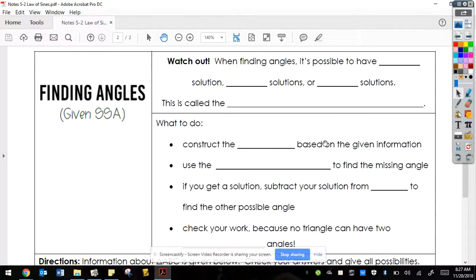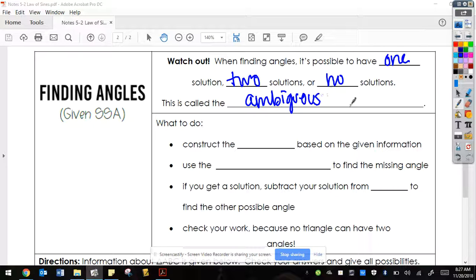We'll talk about the ambiguous case, okay? We have this thing called side-side angle, which is a bad word backwards, so it's helpful to remember that this is the ambiguous case. When you have side-side angle, sometimes it's possible to have one solution, two solutions, or no solutions, okay? This is called the ambiguous case because usually when we do math, we just get one answer, but this one is ambiguous because it could be one, two, or no solutions, all right?